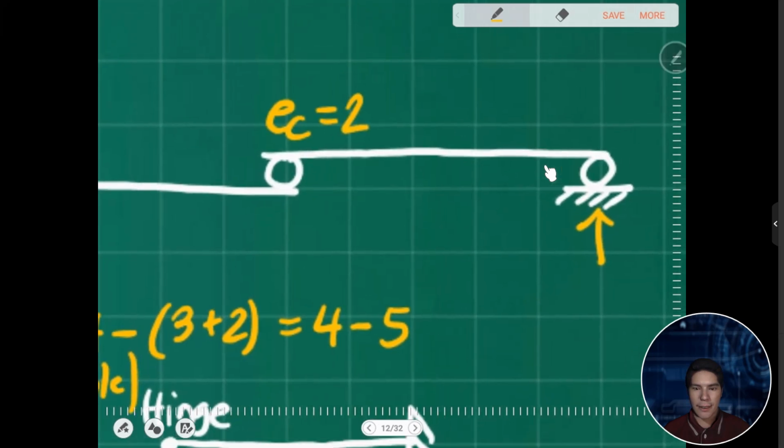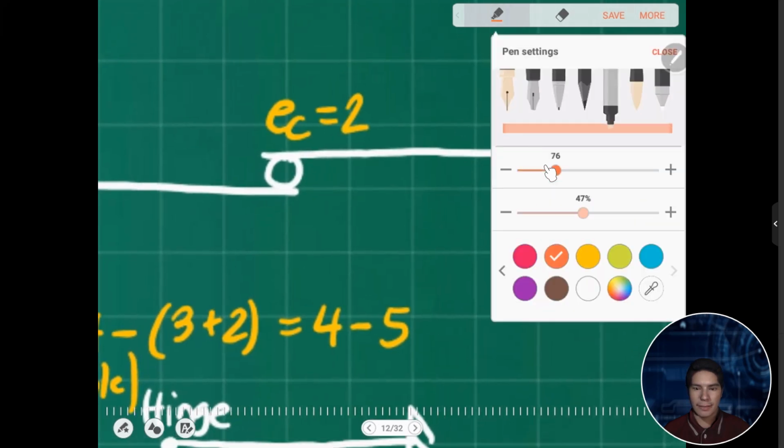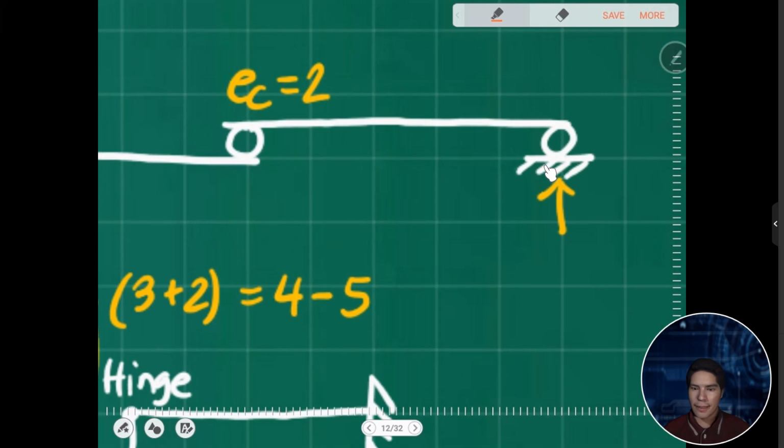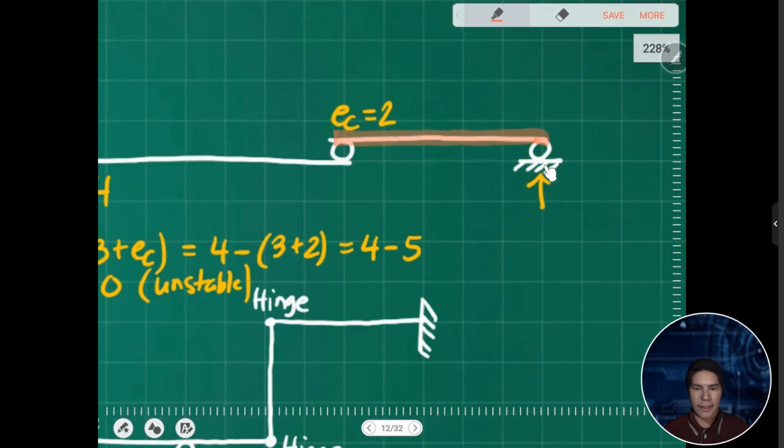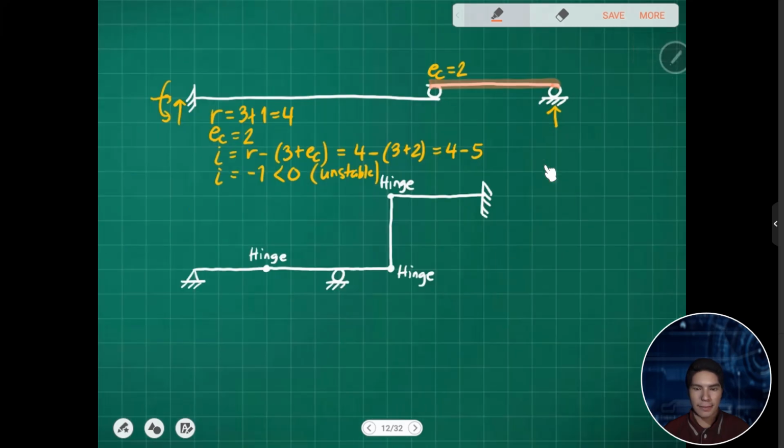Unstable because this member, if we apply a horizontal force, would translate along its x axis, so it becomes unstable. Okay, so next is... We'll discuss further on unstable in the next slide.